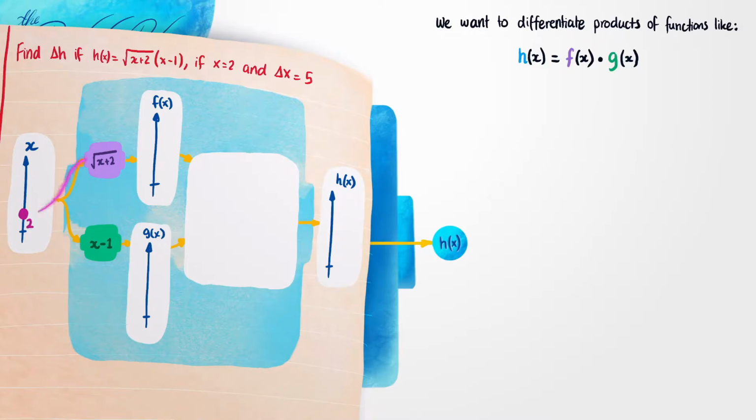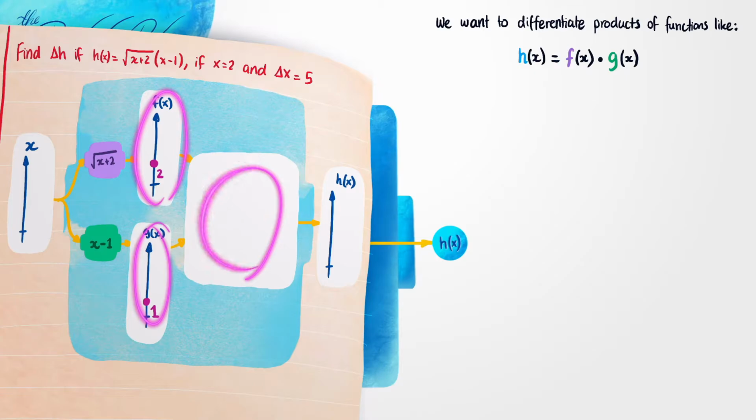Now, if we feed it through this function first, we notice that we're going to get 2 plus 2, which is 4, and then the square root of 4 is just 2. So f of x is also going to equal 2. So now we just feed 2 through g of x, which is x minus 1. Now 2 minus 1 is just 1, so that's what we get over here. And now we'd like to multiply this 2 and this 1 in this white box over here.